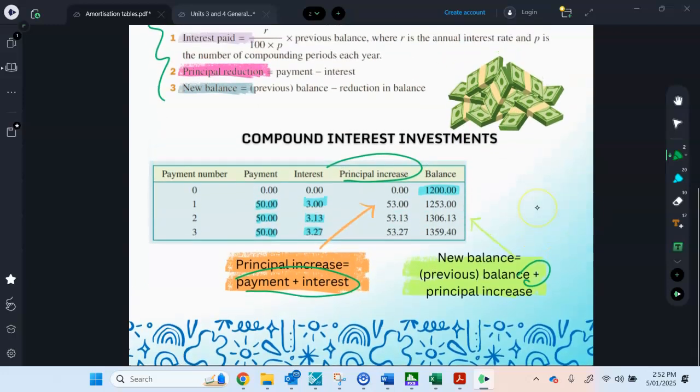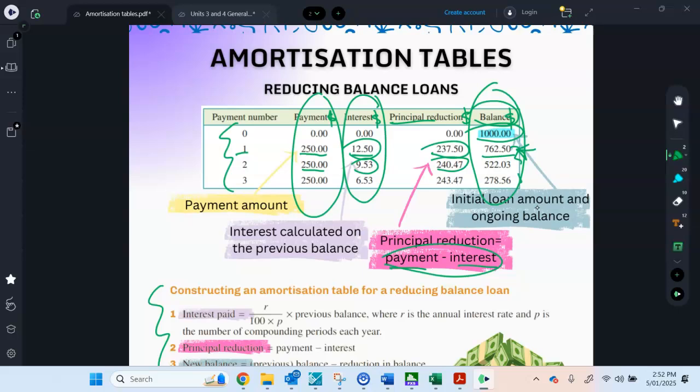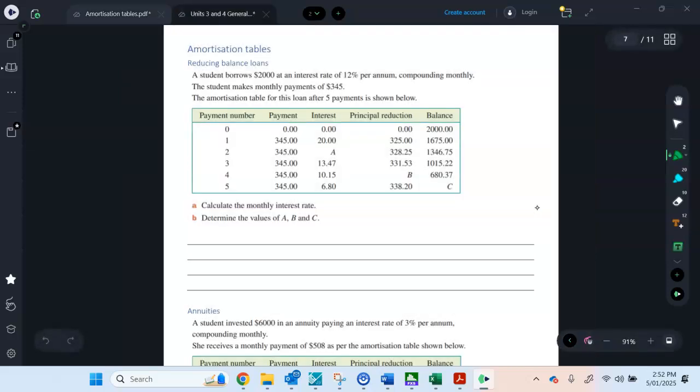All right, not much else to amortization tables other than that, but it's probably a good idea to do a few questions because it might be fairly new and might be a bit scary, but not too difficult. And we need to know how to calculate everything. All right, so let's have a look at some questions.